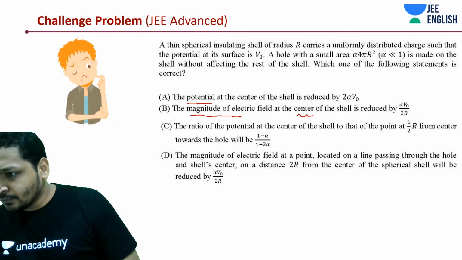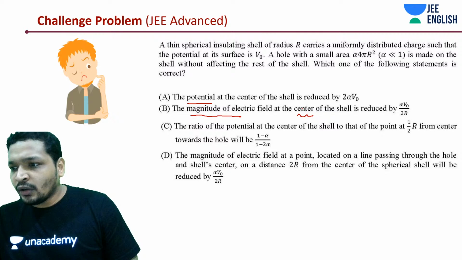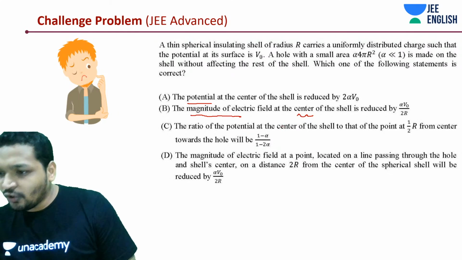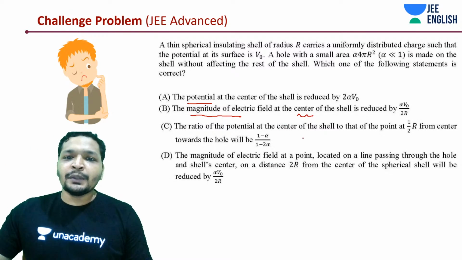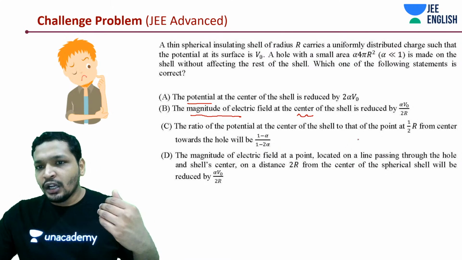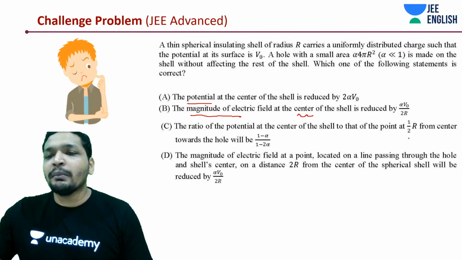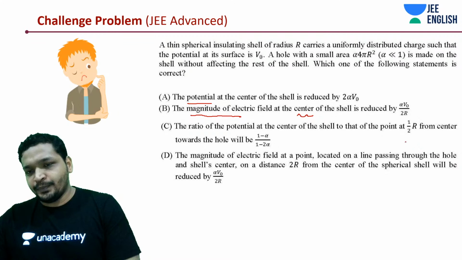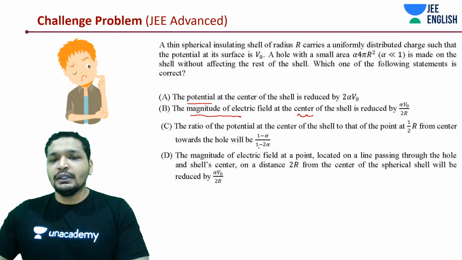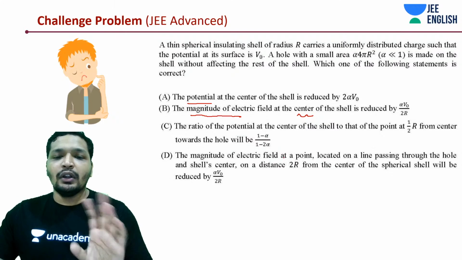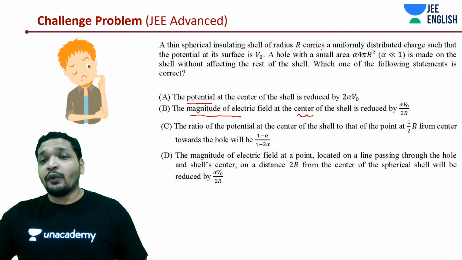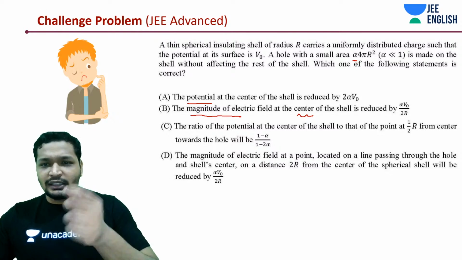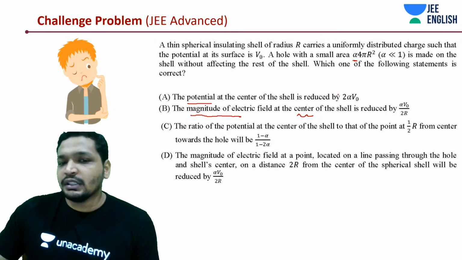Okay, and then good, really good. Who's this Dinesh? That's pretty awesome. Yes. The ratio of the potential at the center of the shell to that of the point at 1 by 2 r from the center towards the O will be given by 1 minus alpha by 1 divided by 1 minus 2 alpha. What is alpha? Alpha is the surface area that you have taken out. Alpha into 4 pi r square is the surface area that you have taken.